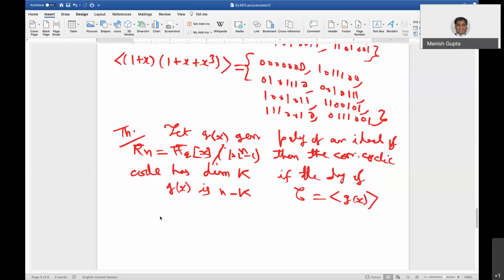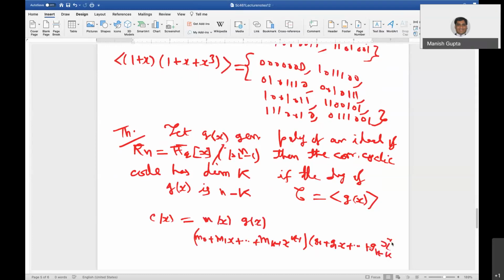We have c(x) is equal to message polynomial m(x) times generator polynomial g(x). So the message polynomial is m0 plus m1 x plus dot dot dot plus m(k minus 1) x raised to k minus 1, times g0 plus g1 x plus dot dot dot plus g(n minus k) x raised to n minus k, is equal to c0 plus c1 x plus dot dot dot plus c(n minus 1) x raised to n minus 1. This degree cannot exceed k minus 1, and this degree cannot exceed n minus k. So the sum will be n minus 1, right? So this is perfectly matching.